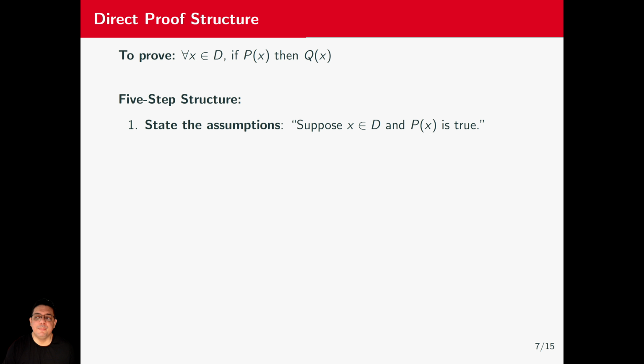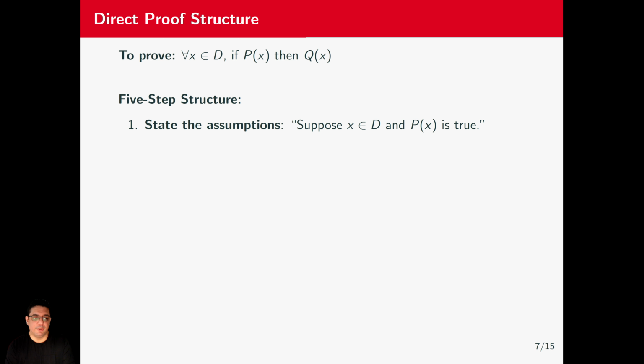The most important thing that you're going to have in this proof structure that we're going to be doing in the upcoming weeks is the 5-step structure. First of all, we want to prove statements of the shape: for all x that belongs to a domain, if p of x, then q of x. We're pretty much doing an implication. You're working in implications.